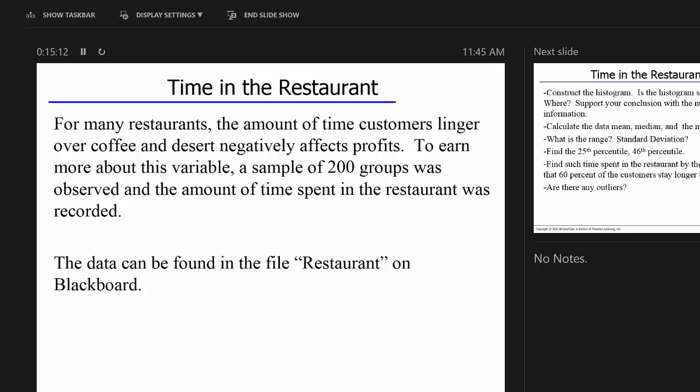To learn more about this variable, how long people spend in the restaurant, a manager of the restaurant decided to track 200 groups of people that come in and eat at the facility. So from the moment when they sat down at the table until the moment when they stood up and left, they basically tracked the time, okay? And let's take a look at the data.